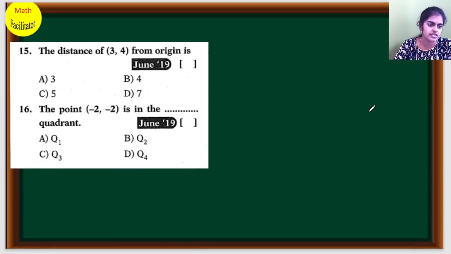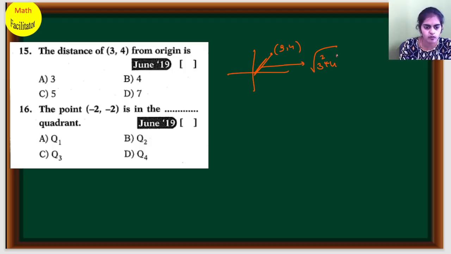The distance of 3 comma 4 from the origin. This distance I want. It is nothing but root over 3 square plus 4 square. So 9 plus 16, so root 25 is 5. And minus 2 is in which quadrant? 2 negative. So it will be in the fourth quadrant.